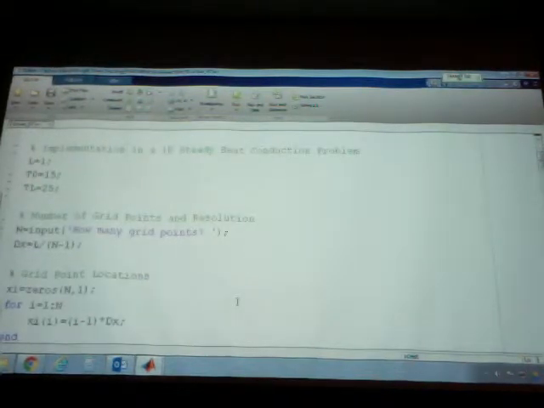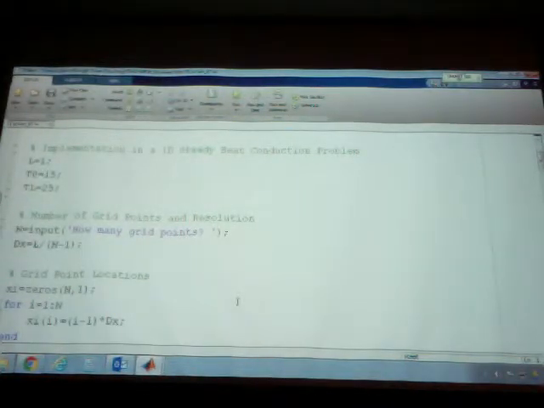So we're going to do the implementation of this 1D steady heat conduction problem. L equal 1 is the length that we're going to use. We can change this anytime and see what kind of difference it makes. Temperature on the left 15, temperature on the right 25. Okay, the number of grid points and the resolution. The number of grid points I'm not going to hardwire into the code. I'm just going to request the user to input how many grid points they want.